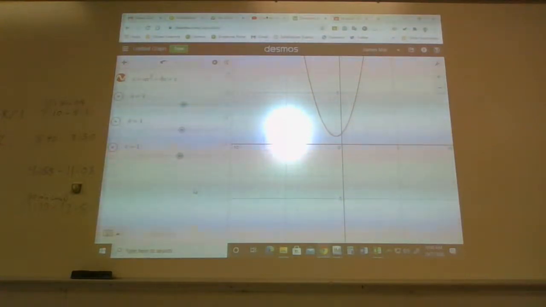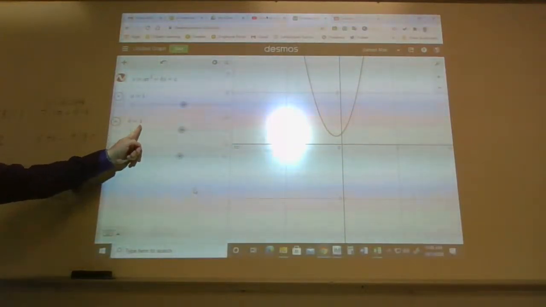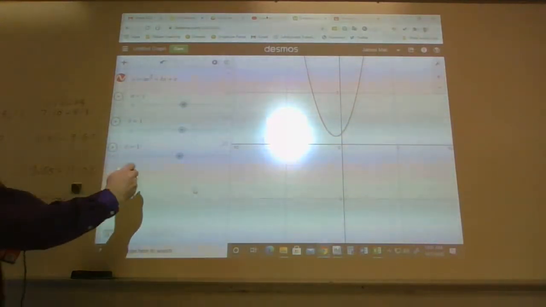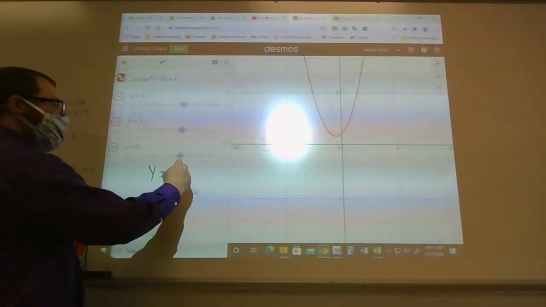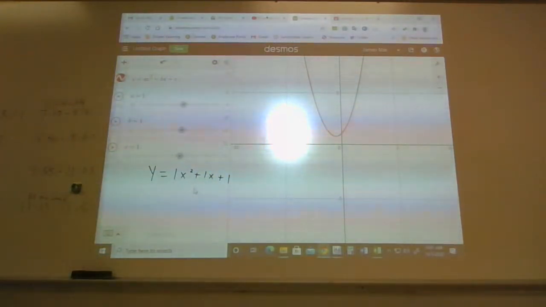And right now, the values of a, b, and c are all set to +1, which results in the following quadratic. It's just the quadratic y equals 1x squared plus 1x plus 1. That's what that quadratic is. What's really nice about this website is that it allows me to do stuff like this.